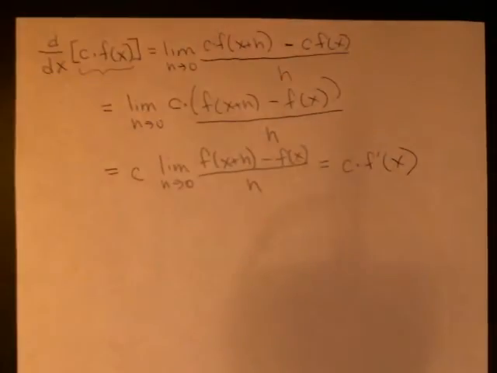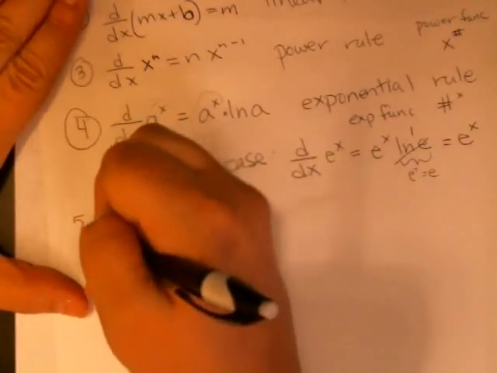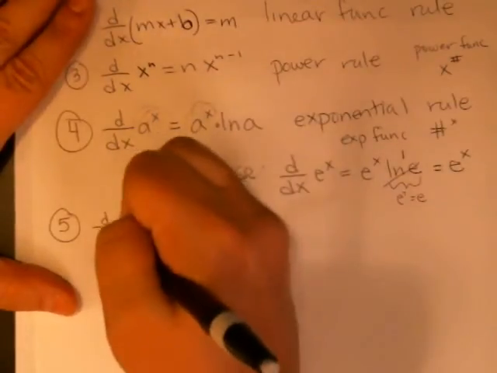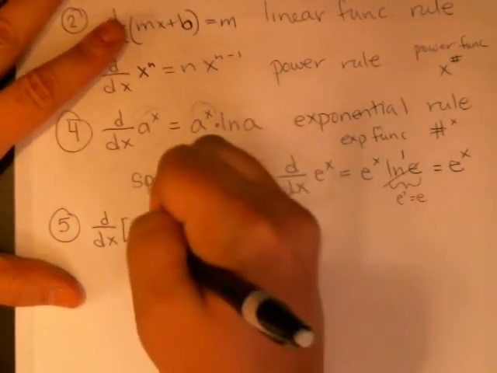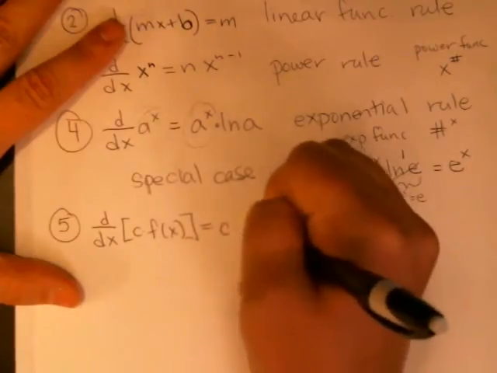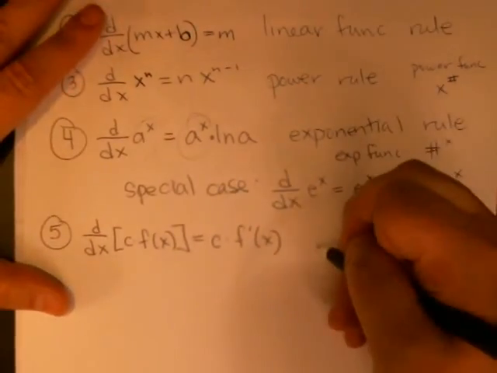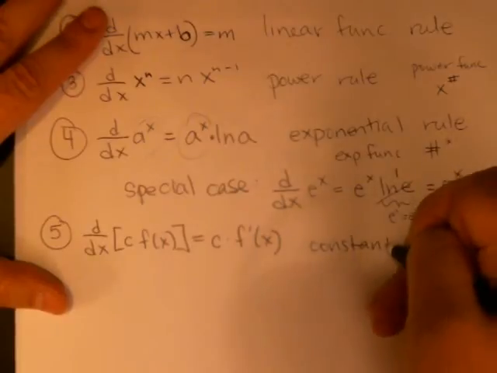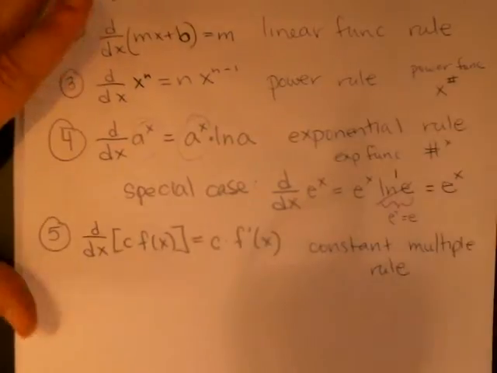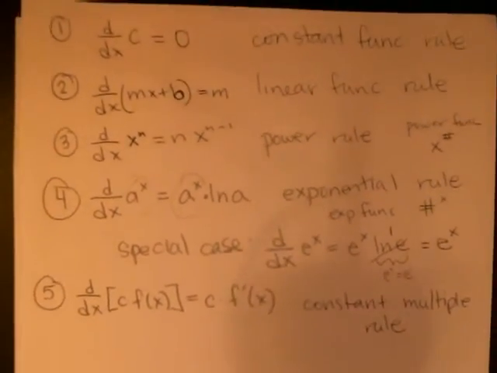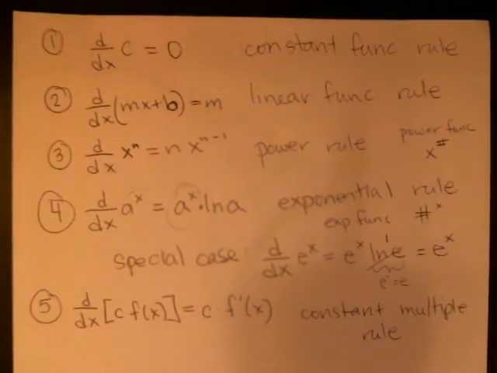So to add to our list of shortcuts, I have number 5. The derivative of a constant times a function is the constant times the derivative of the function. This is the constant multiple rule, not to be confused with the constant function rule. This is a really important difference. People mix those two up. A lonely constant, just plain old 2 or 7 or 1/3 or whatever, its derivative will always be 0.